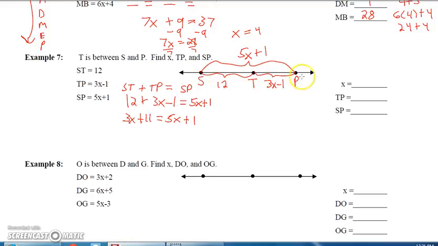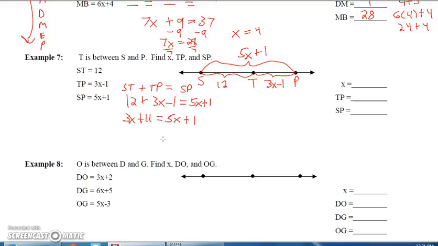It's part plus part equals whole, so it's ST plus TP equals SP. That's 12 plus 3x minus 1 equals 5x plus 1. When you're right here, you combine like terms. So there's only one x term on the left side, so it's 3x. What's 12 minus 1? 11. So it's 3x plus 11 equals 5x plus 1.